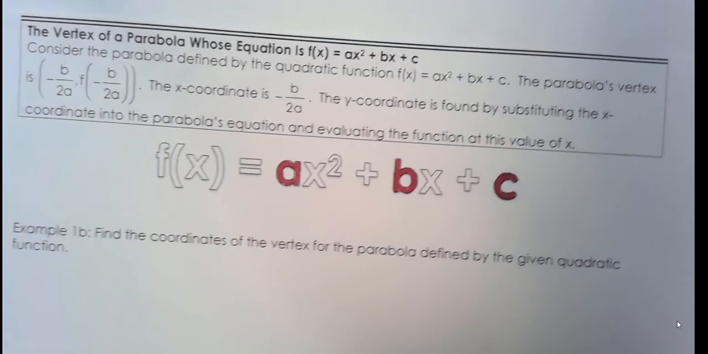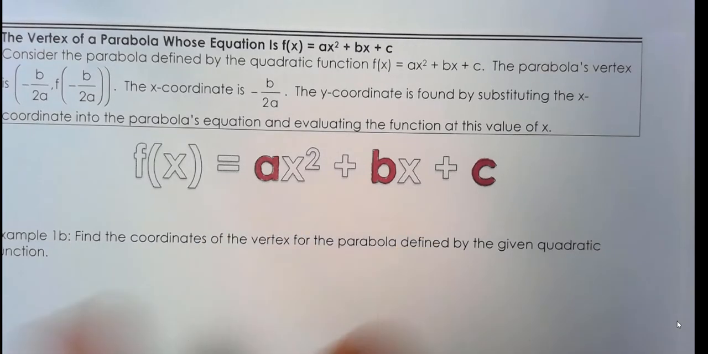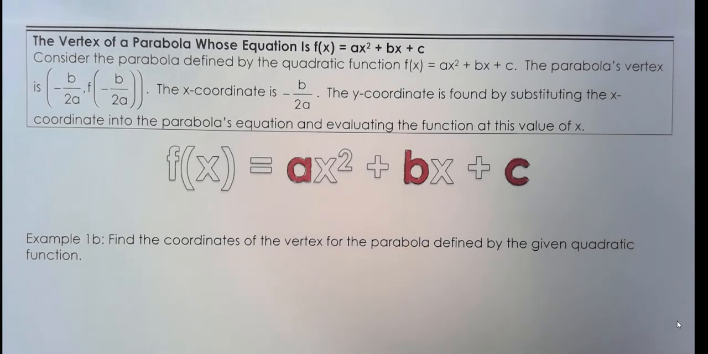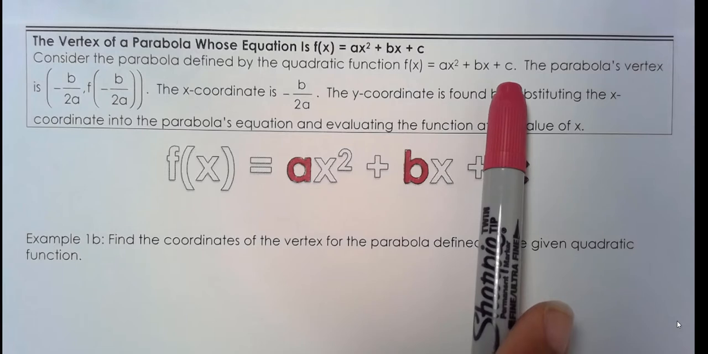So this is the second formula for quadratic equations. What makes a quadratic equation or function? The highest degree of the variable x is 2. So how do we find the parabola's vertex for an equation written as ax squared plus bx plus c, all on the same side? It says here, consider the parabola defined by the quadratic function f of x is equal to ax squared plus bx plus c.